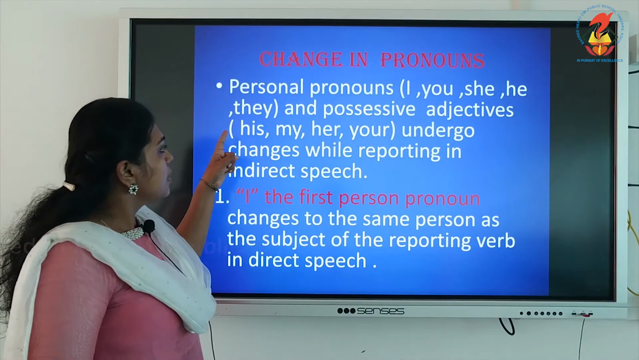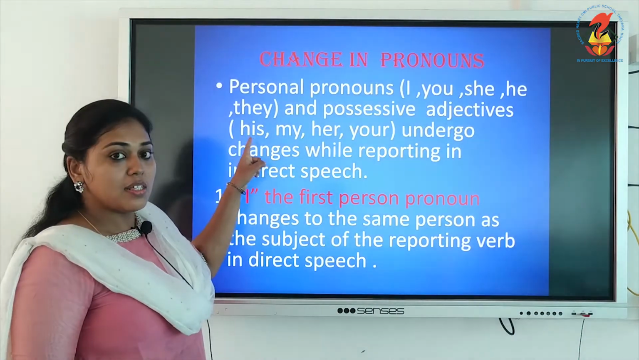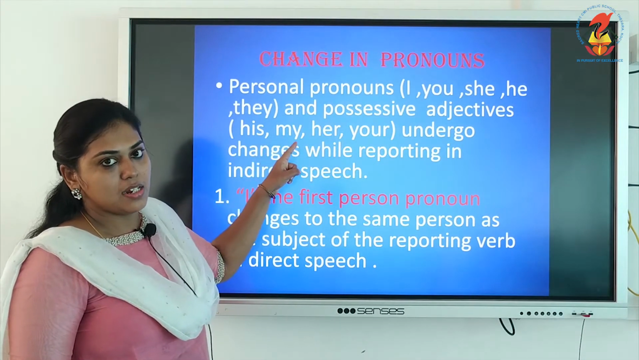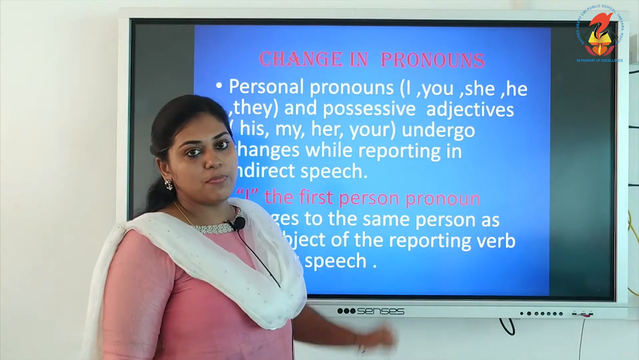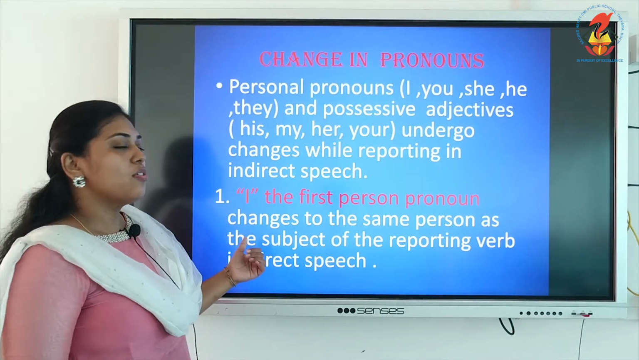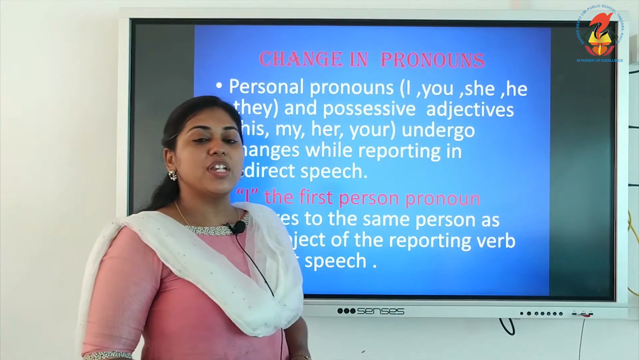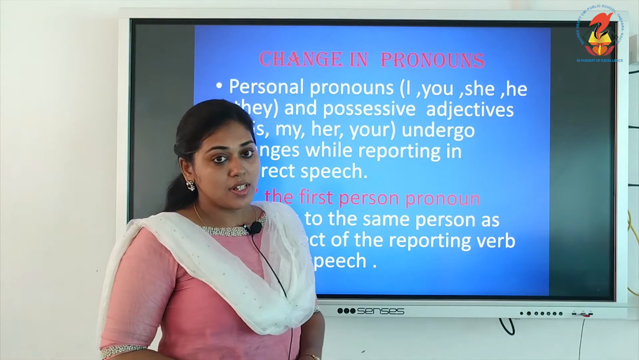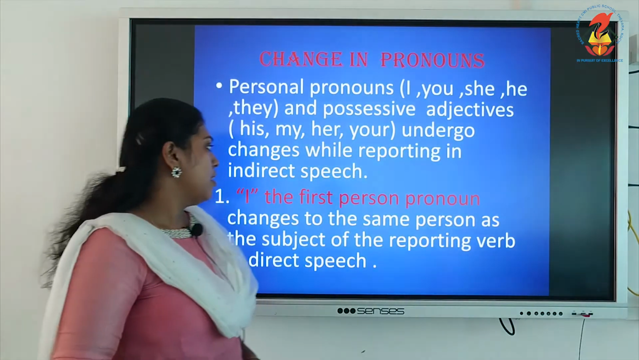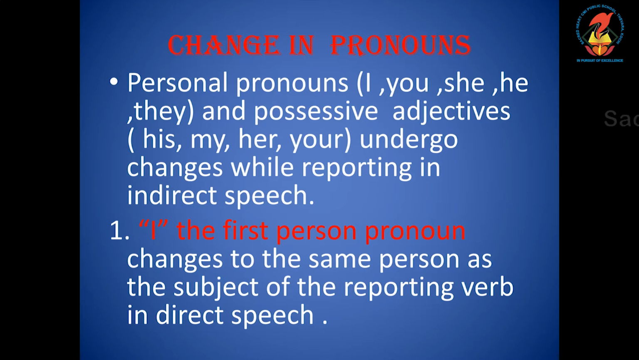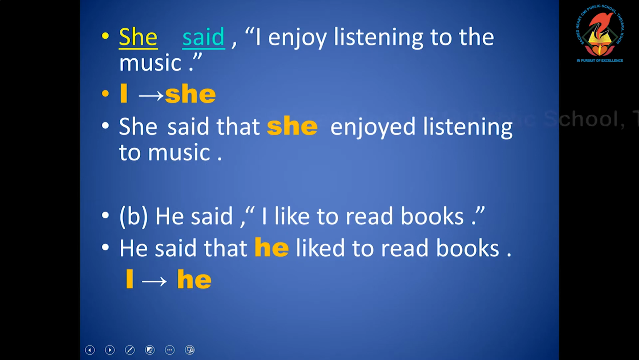Okay, so when these possessive adjectives come in a sentence, we also have to make changes in the sentence. Now let's start with I. We know that I is called the first personal pronoun, right? So when I comes in a sentence, we have to change it into the same person as the subject of the reporting verb in direct speech. Now let's see how it should be written.